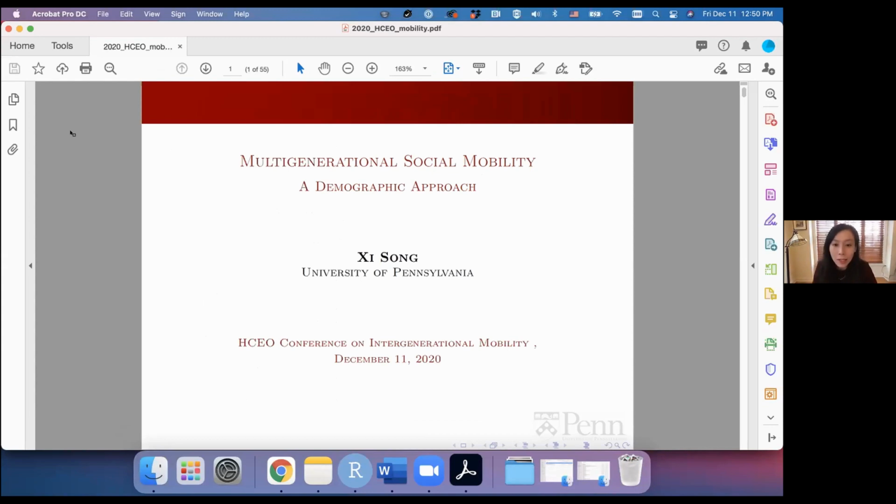So my talk today is on how to study multi-generational social mobility from a demographic approach. I understand that a lot of you probably are not demographers, but a lot of my work is to try to convince people that social mobility is a part of demography.